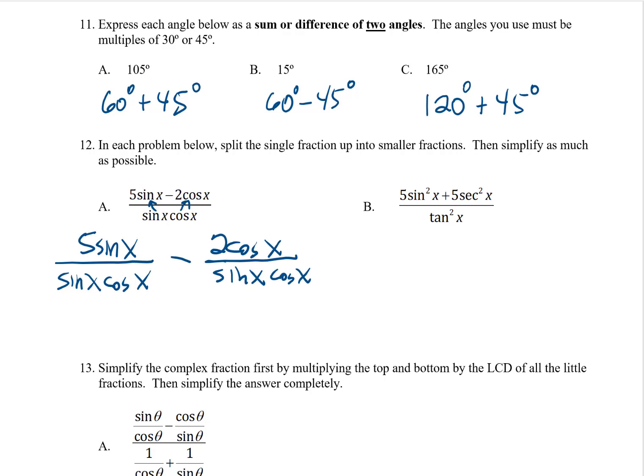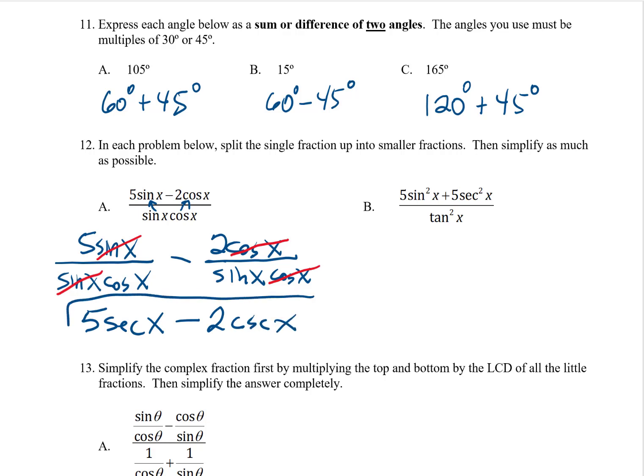In the first fraction, now I can do some canceling. Let's see, the sine x's cancel here. In the second fraction, it's the cosine x's that divide out. And then I'm trying to make this as simple as I can. The first fraction is 5 over cosine x. I don't even have to have a fraction. I can just reciprocate the cosine up to the top. Same thing in the second one. I can reciprocate the sine up to the top as a cosecant. And so I end up with 5 secant x minus 2 cosecant x.